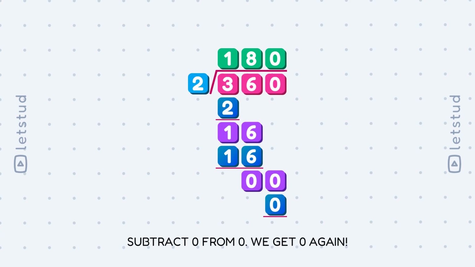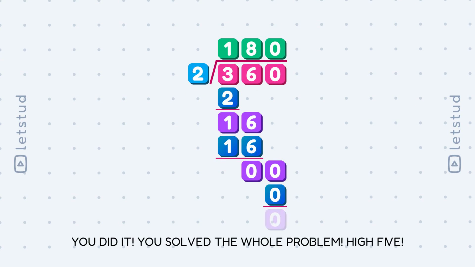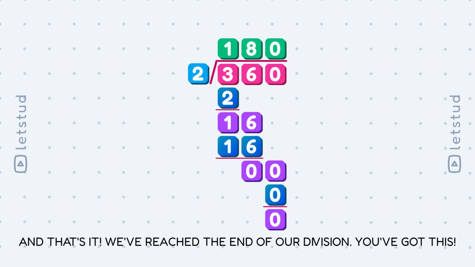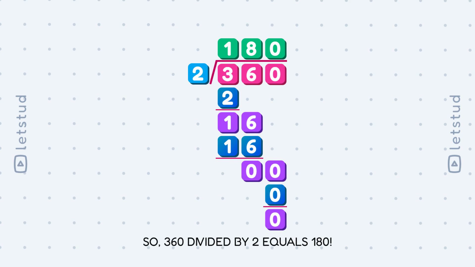Subtract 0 from 0. We get 0 again. You did it, you solved the whole problem. High five. And that's it, we've reached the end of our division. You've got this. So, 360 divided by 2 equals 180.